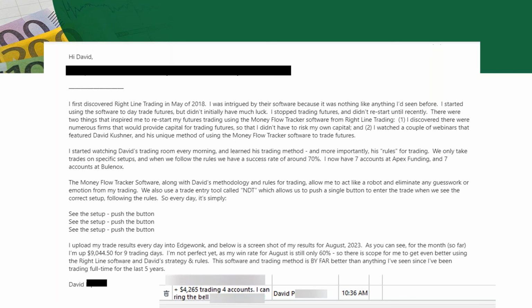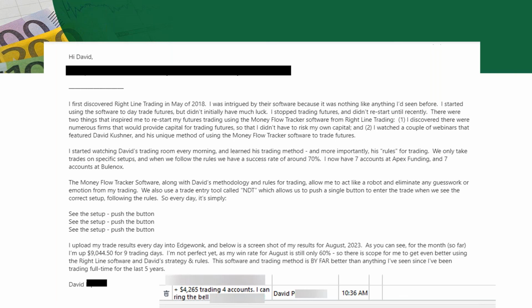Like he writes here, I started watching David's Trading Room every morning, learned the trading methodology, and more important, the rules for trading. We only take trades on specific setups. When we follow the rules, we have about a 70% win rate. I now have 7 accounts at Apex and 7 accounts at Bullnox. Well, right now I know he has 20 accounts at Apex, 10 accounts at Bullnox, and a few accounts at some other places, right?